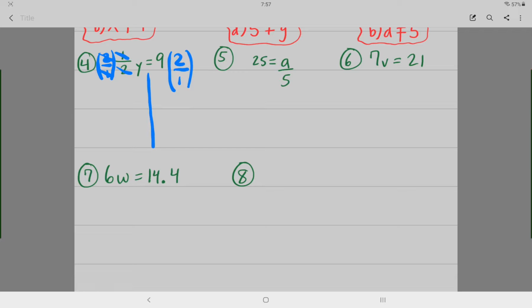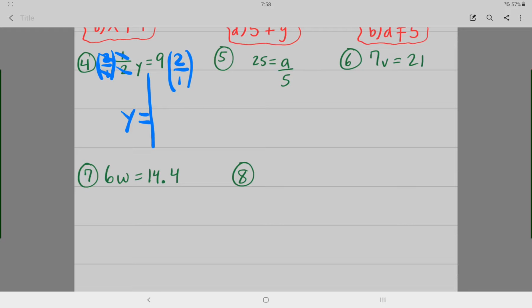Now again, we don't need to put 1. We could just bring down that variable y and our equal sign. And now on the right side, some of you may be confused since you see the whole number of 9, and then we have a fraction we're multiplying by 2 over 1.